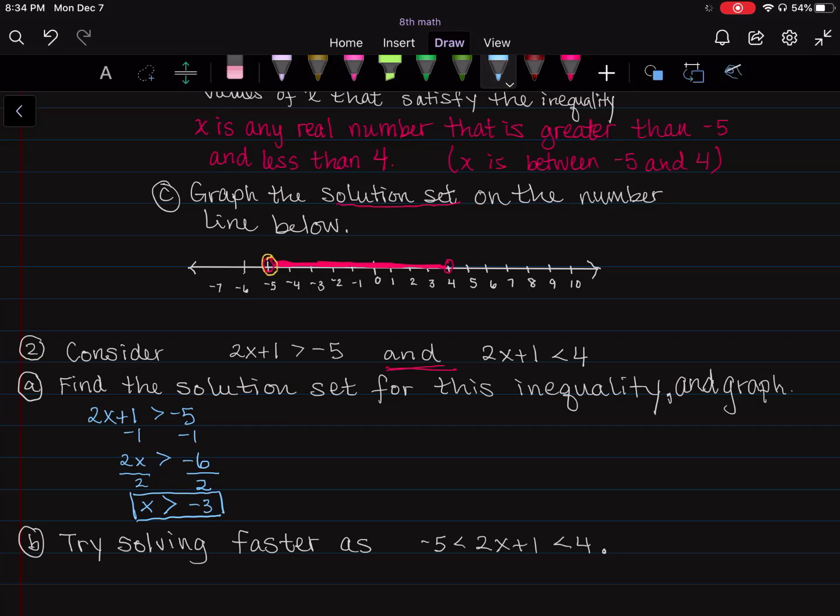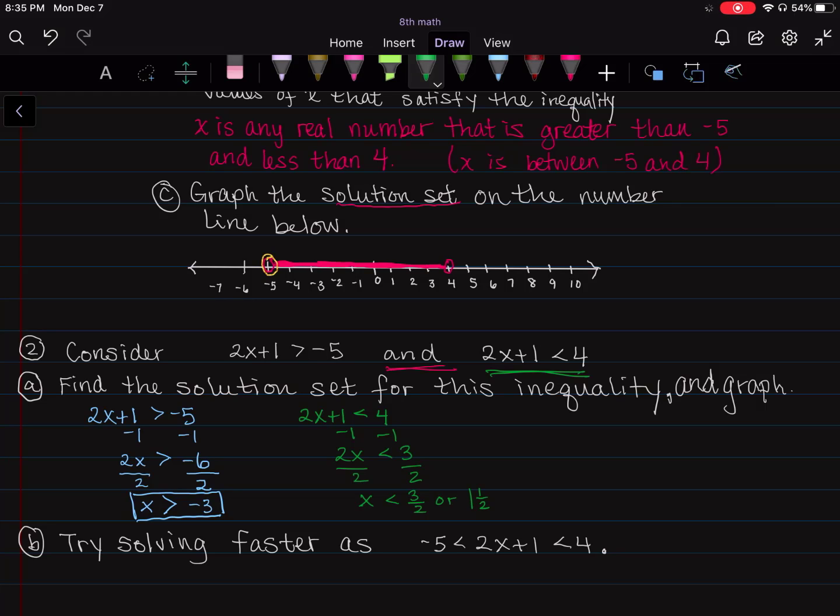Looking at the other inequality now, I would want to solve that next. I'm going to do that in green. 2x plus 1 is less than 4. I still want to isolate x, so I'm going to subtract 1 from both sides of my inequality. I'm left with 2x on the left, 4 minus 1 is 3 on the right. And now I'm going to divide both sides by 2. Dividing by a positive number does not change the direction of my inequality. So I'm left with x is less than 3/2, or 1 1/2.